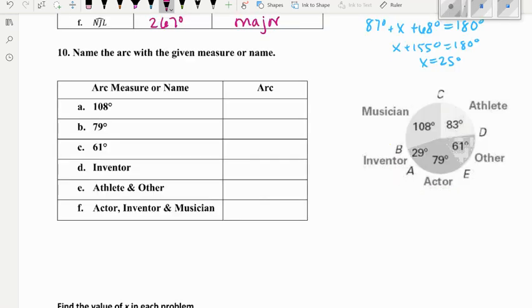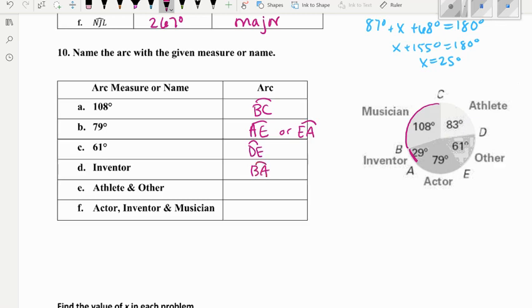All right, for the next part, we're given the arc measure and we need to name the arc. So for 108 degrees, we can see that's from here to here. So that's arc BC, or you could say arc CB. It doesn't matter which order you write that in. 79 is arc AE, or again, you could write EA. 61 degrees would be DE or ED. The next one would be right here, so that would be arc AB or BA.